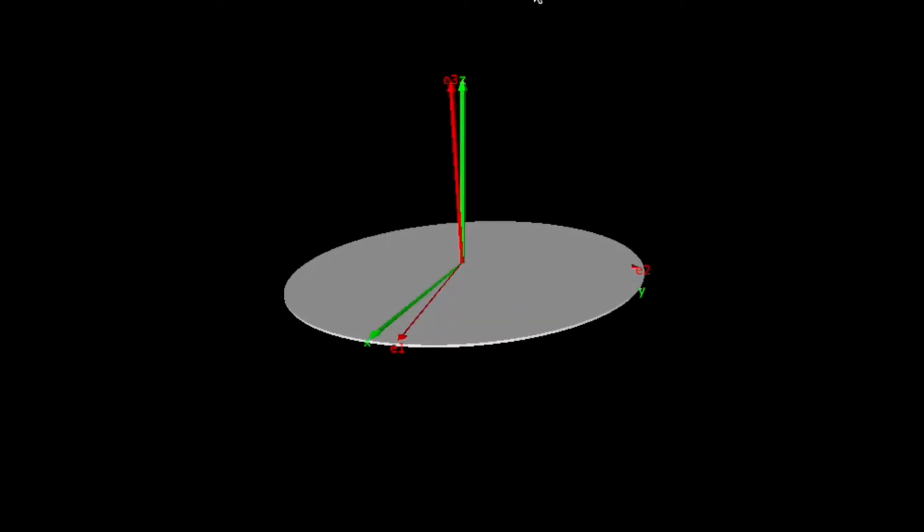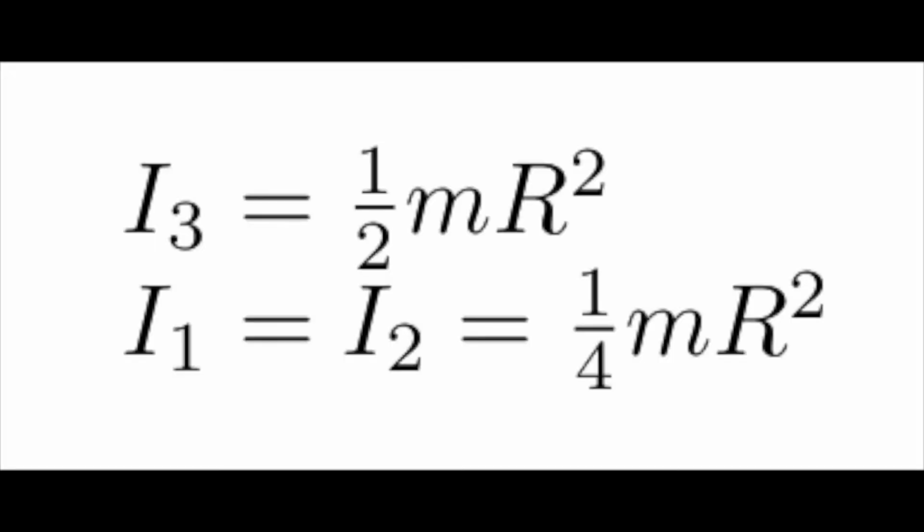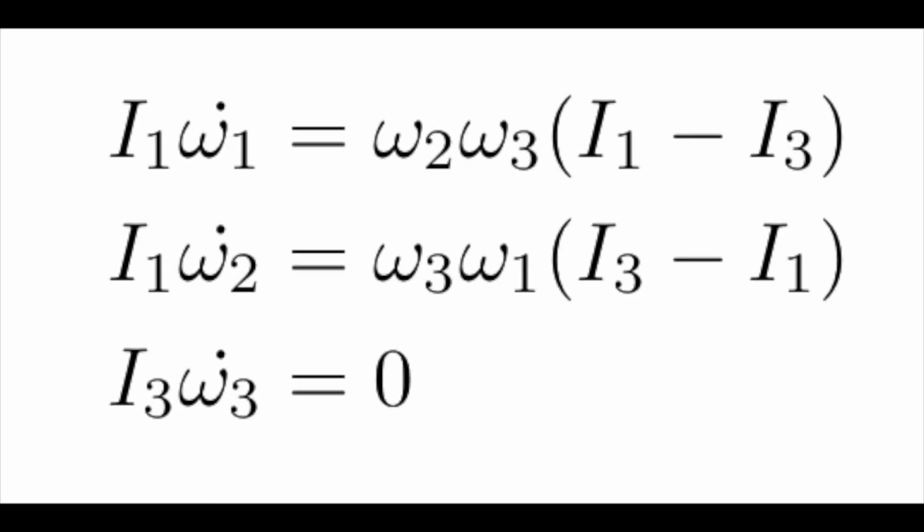In my setup, I orient the plate in the E1, E2 plane, so I3 is the moment of inertia about the plate's center, and omega 3 describes angular velocity about the plate's center. In this case, I3 is equal to 1/2 mr squared, and I1 and I2 are equal to 1/4 mr squared, where m is the mass of the plate and r is its radius.